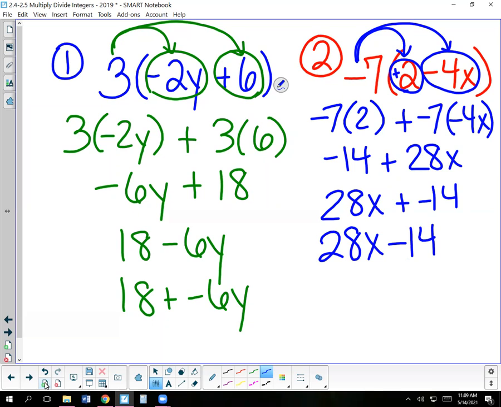Because now we know subtraction, I can write an addition problem. Okay? I did not change the values. This still stayed negative 14, and this still stayed positive 28. Either way, doesn't matter.